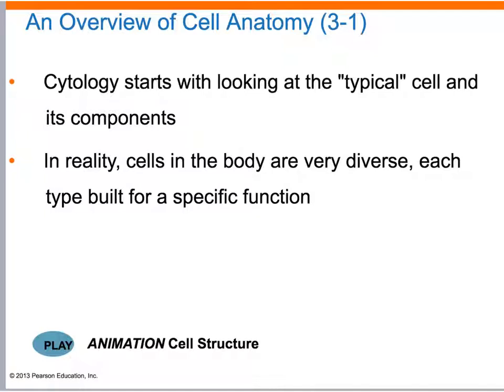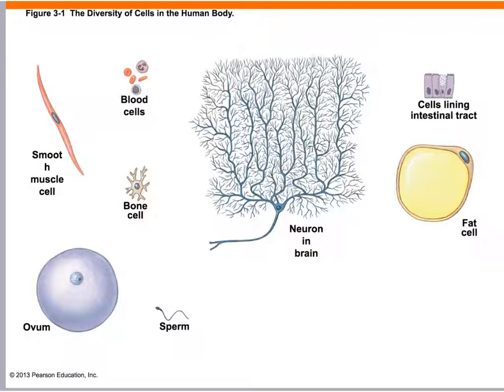The reality about cells is that cells in the body are actually very diverse, and each type is built for a specific function. When we teach you about cells, we're teaching you a typical model, but in reality, it's very different than that. Here are some typical cell examples, and you can see how diverse and different they are. I'm not going to name them all, but you can just look.